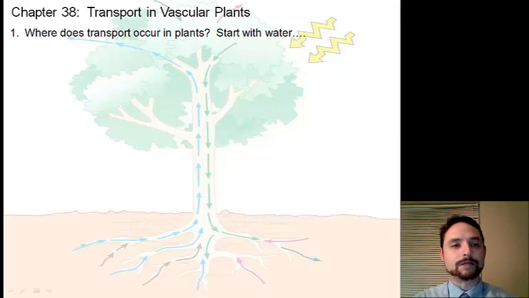We're going to be looking at transport and vascular plants today, which is chapter 38 in our book. The first question would be, where does transport occur in plants? Well, the obvious place that you should know by now would be the vascular system, xylem and phloem cells. We're going to get to that a little bit later, but first we're going to actually look at all of the things that need transported in plants and kind of how that whole process works.